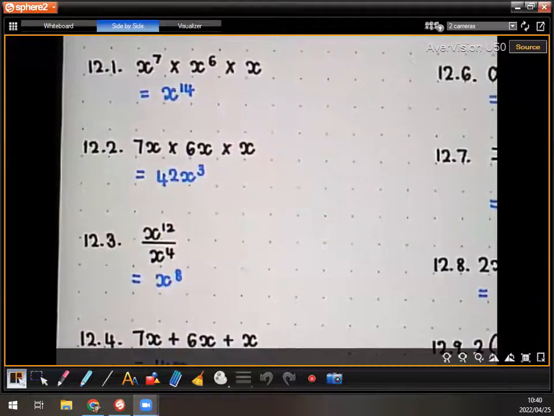So you need to ask yourself how many x's are there altogether. Okay, if it's 7 and 6 and 1, do we agree that that's 14? Right? So that answer is x to the power of 14.